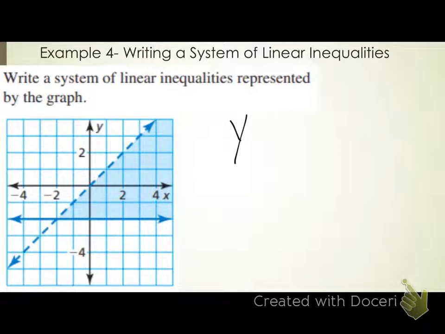We're writing it in slope-intercept form, so I know I'm going to have a y on the left, an x somewhere on the right, and maybe a y-intercept. Where is this line crossing the y-axis? What's the y-intercept? 0. Do I need to put plus 0? No, so I'm just going to leave that plus 0 off.